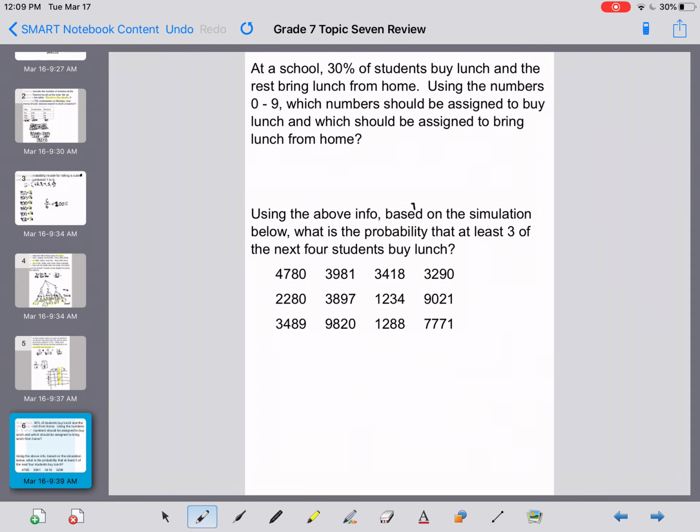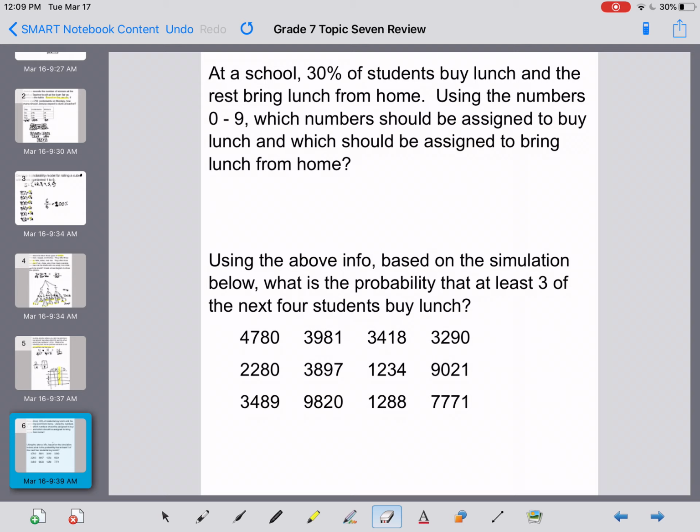And the last problem. At a school, 30% of students buy lunch and the rest bring lunch from home. Using the numbers 0 to 9, which number should be assigned to buy lunch and which should be assigned to bring lunch from home? Take a second to copy down that part of the problem.